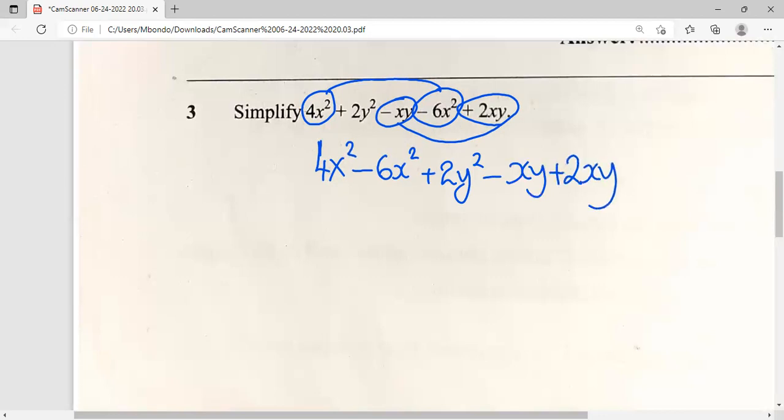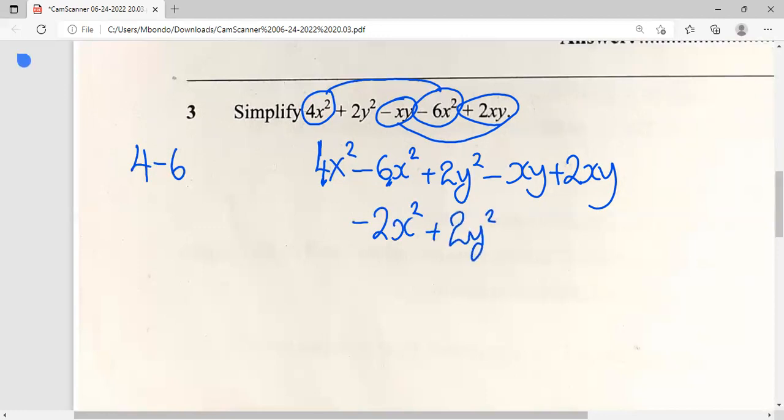Guys, are you following? I hope you are able to follow this. Now, look at this. Forget about the letters. Here we're dealing with 4 minus 6. What do we get? We're going to get negative 2x squared. Remember, this one does not have a friend, so we'll keep it as it is. So we have 2y squared.